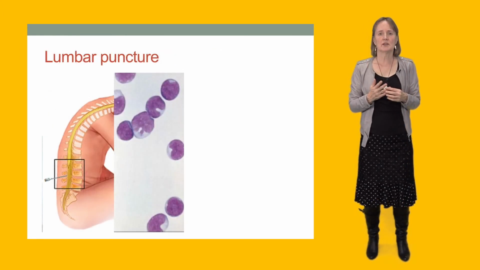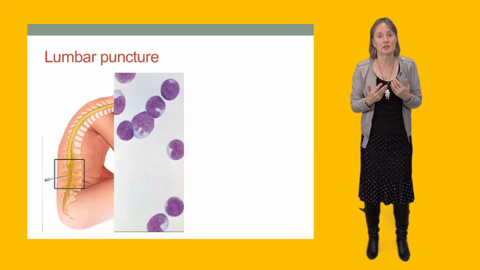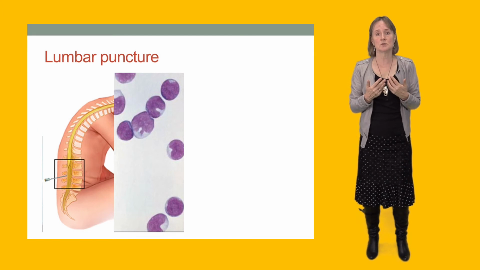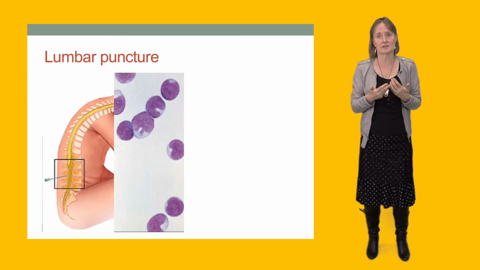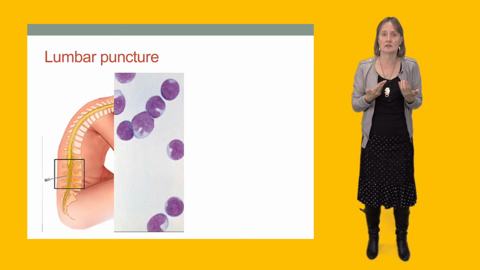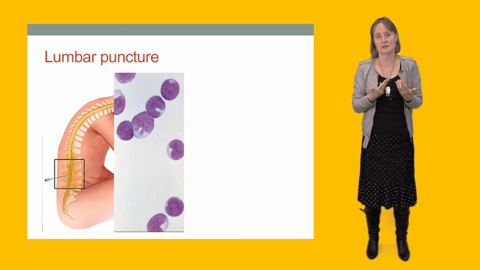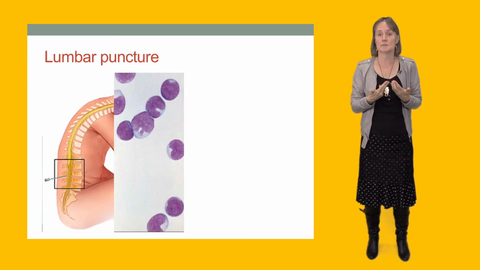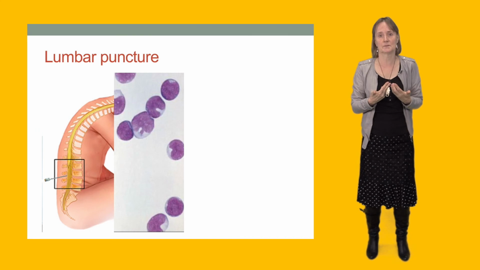We said before that ALL can infiltrate the central nervous system, and in order to look for this, we always do a lumbar puncture and look at the CSF, the cerebrospinal fluid, under a microscope to see if there are lymphoblasts in the CSF. And if there are, we can immunophenotype them there and prove that they are part of the ALL clone, and that will tell us that the CNS is involved.